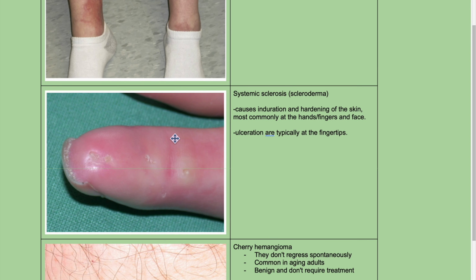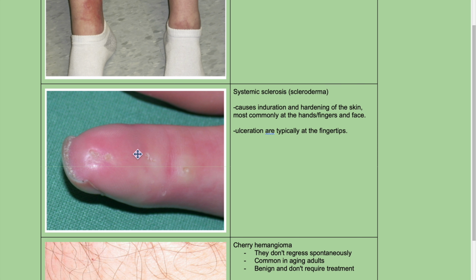Okay. Systemic sclerosis, scleroderma, thickening one. Causes induration and hardening of the skin, most commonly at the hands, fingers, and face. Ulcerations are typically at the fingertip. Okay. They'll tell you that there's hardening of the skin, and then they'll give you this, so you won't confuse it with, like, I guess with lupus or something.